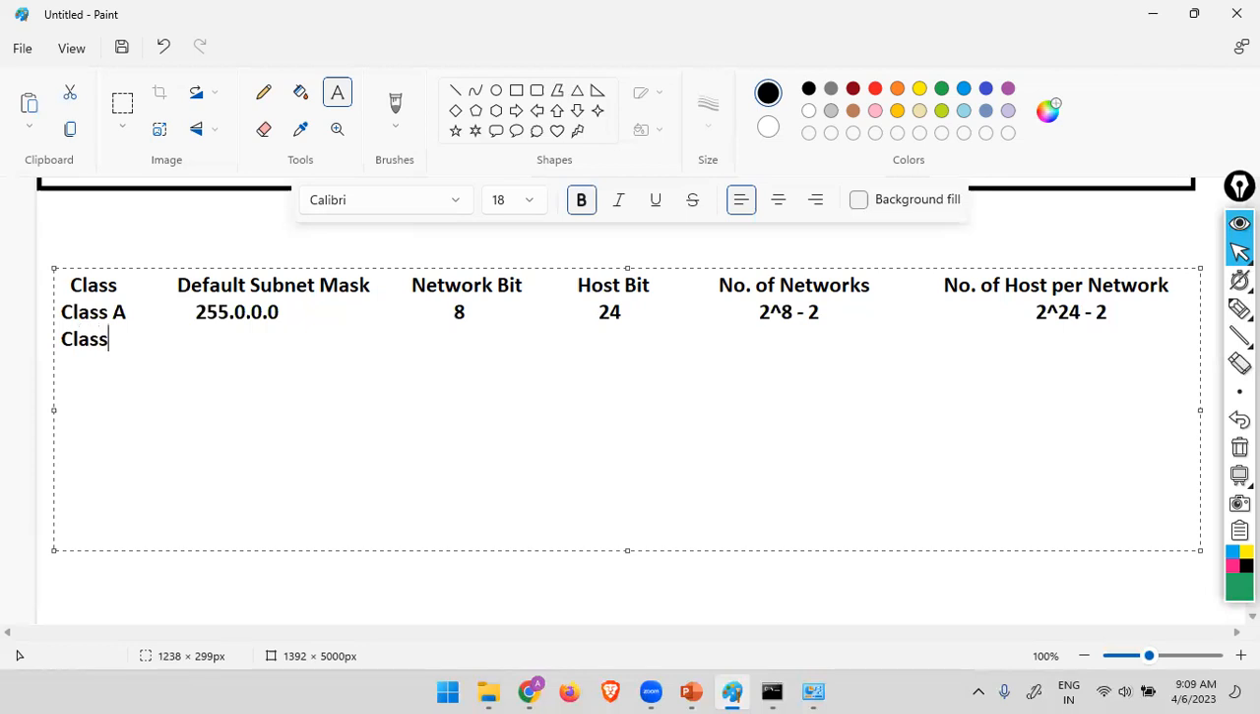In case of class B, we have 255.255.0.0. Number of network bits, 16. Number of host bits, 16. Now here, how many bits were reserved? Okay, wait a minute, let's make it 2 raised to power 7 only, otherwise there will be confusion. Here we'll do 2 raised to power 16 minus 2, or 2 raised to power 14. Then this will be 2 raised to power 16 minus 2.